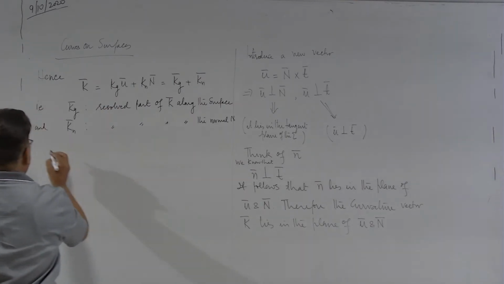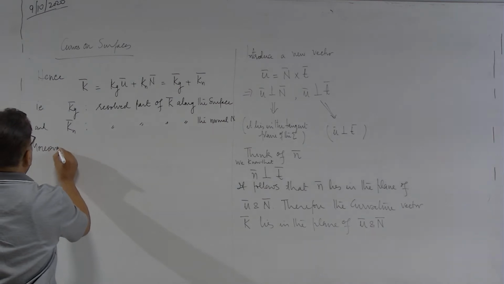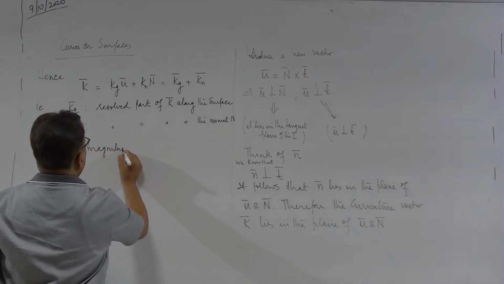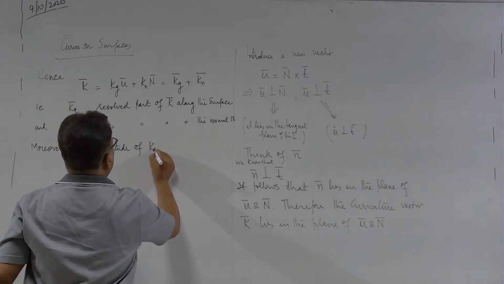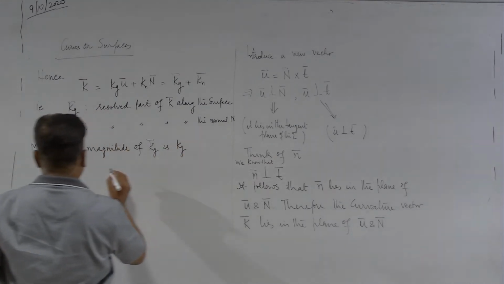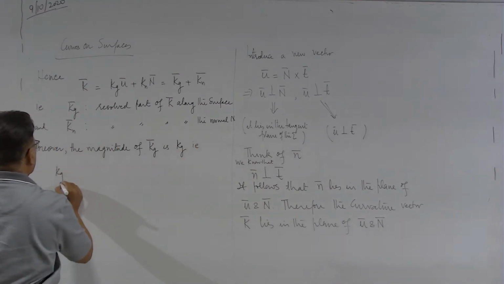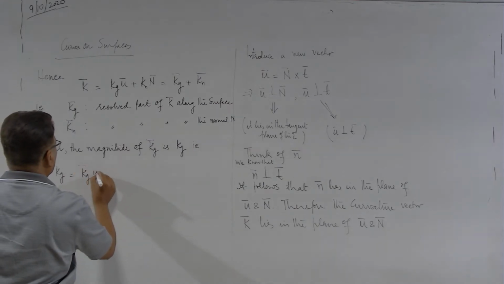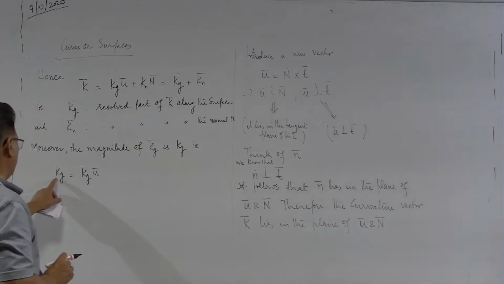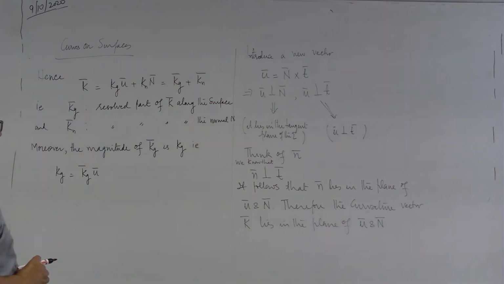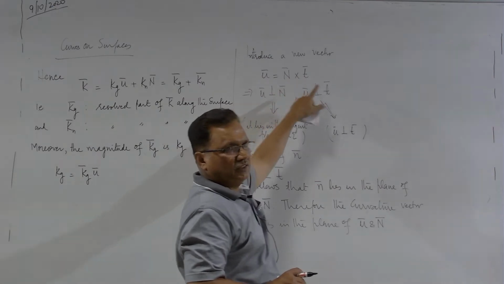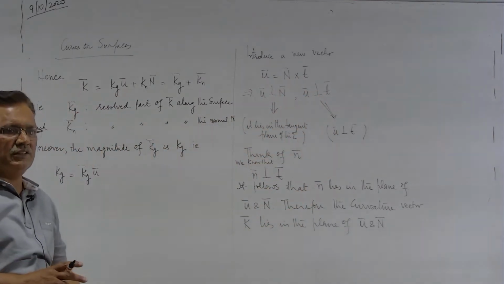And this scalar quantity, moreover, the magnitude of Kg bar is how much? Is simply Kg, that is Kg equal to Kg bar dot U. U is a unit vector, that is why you say that the dot product will be its magnitude. Why U is a unit vector? Because N is a unit vector, T is a unit vector, and both of them are perpendicular to each other. So, the cross product of two unit vectors which are perpendicular to each other will always be unit.